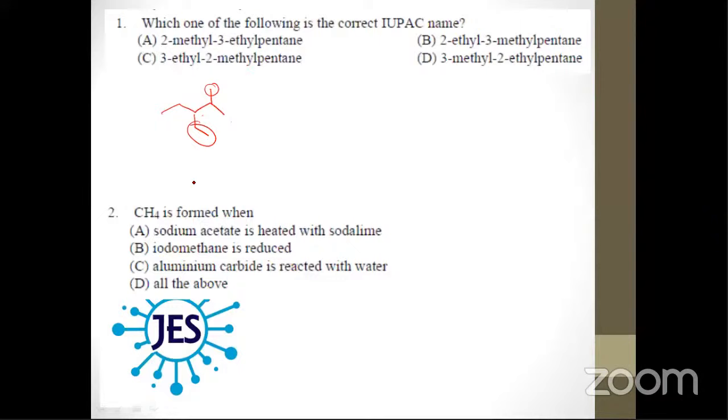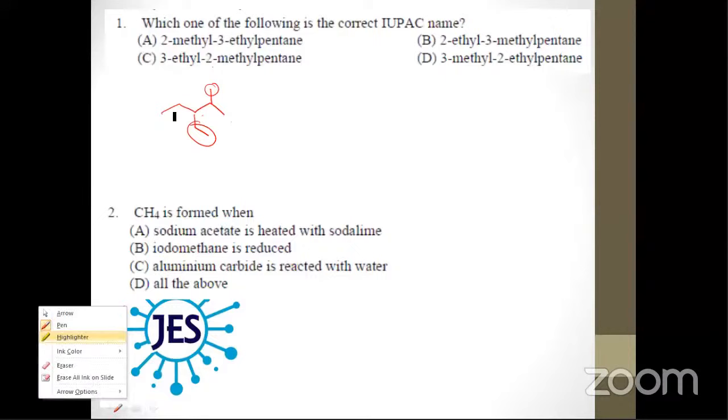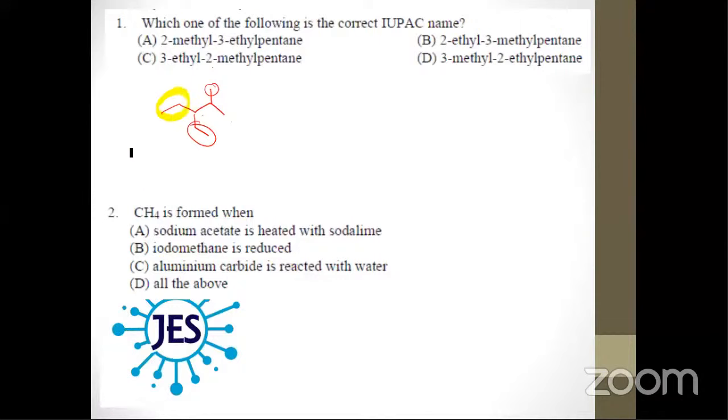This is correct. This will be more appropriate. Let me set a pen. 3-ethyl 2-methyl, because ethyl comes first in alphabetical order than M. Yes, let me highlight that. Ethyl. Yes, this is the answer.